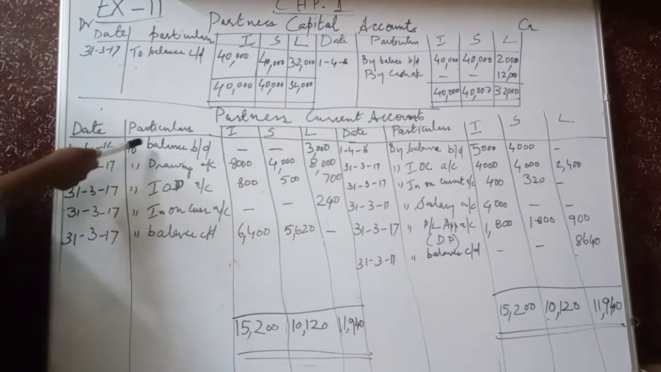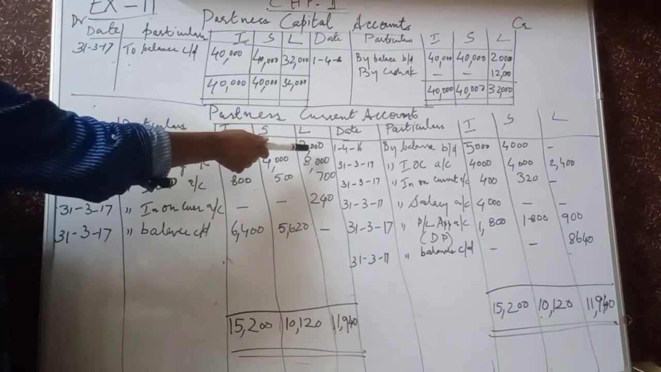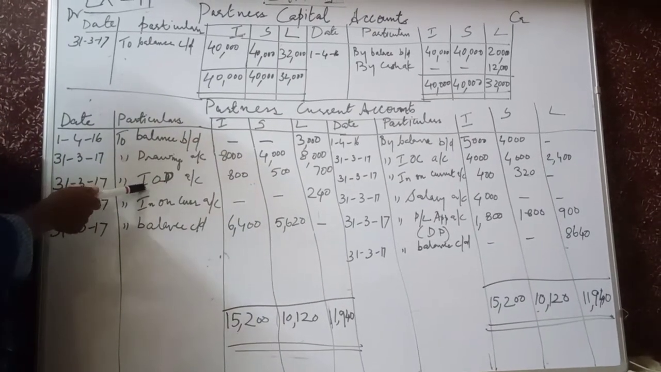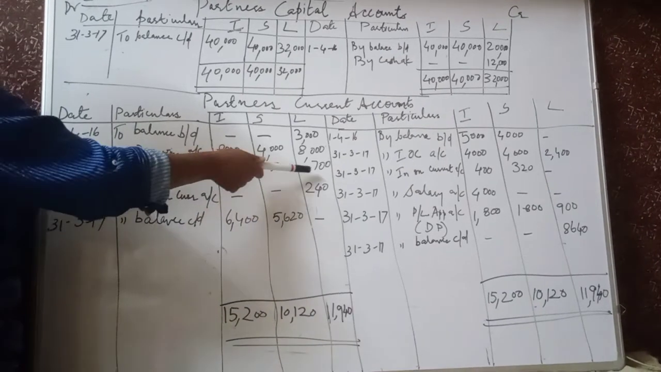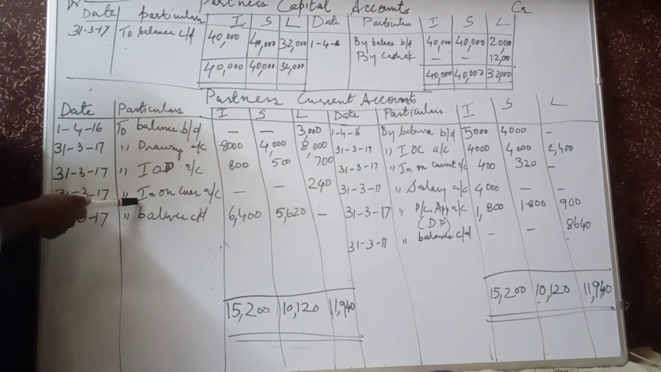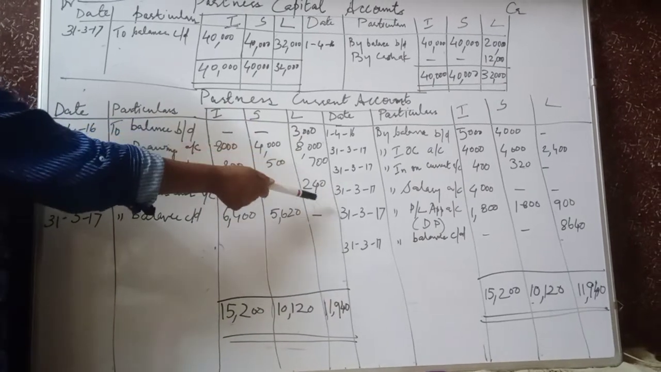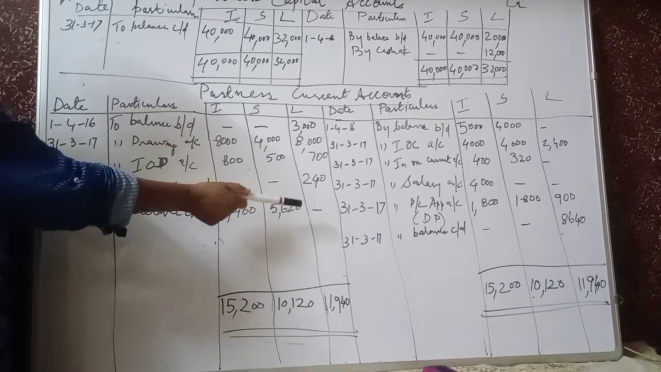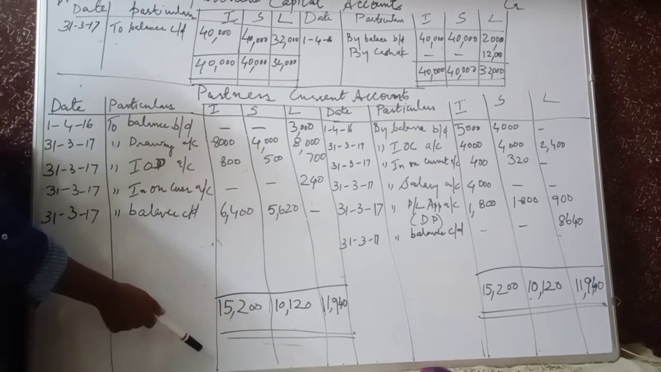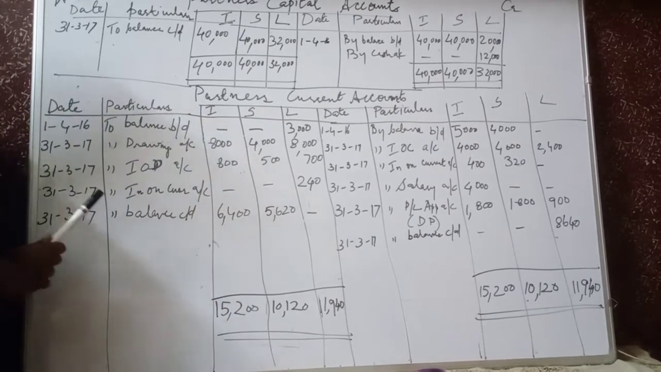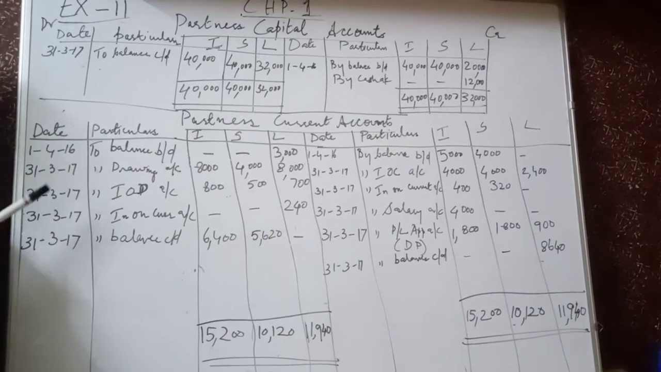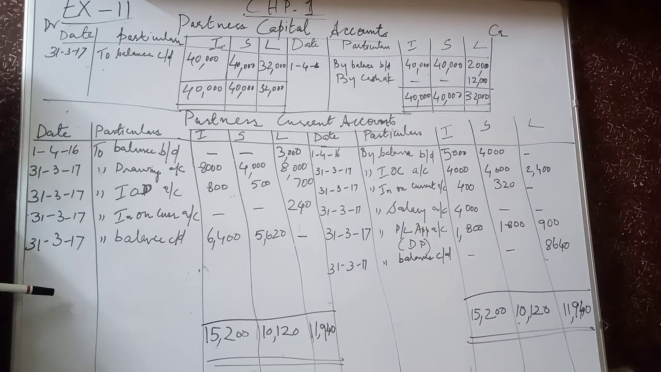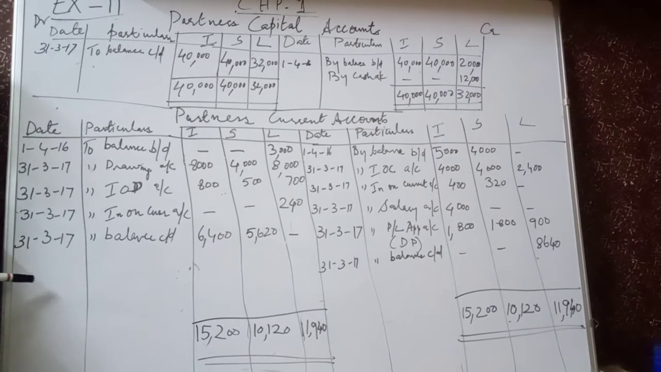Now let us see here, to balance brought down, debit for Lakshmi 3,000, drawings account 8,000 and 4,000, interest on drawings 800, 500, 700, interest on current account for Lakshmi 240, balance carried down 6,400, 5,620, and we close the partners current accounts. Now these are almost similar sums to what we have done, and the other two sums which I have not done, you will try for yourself and do as homework.